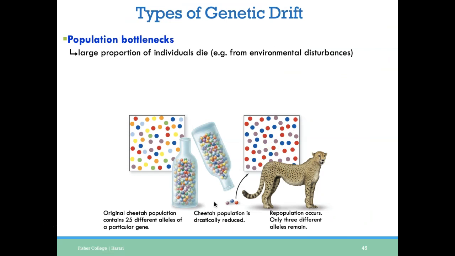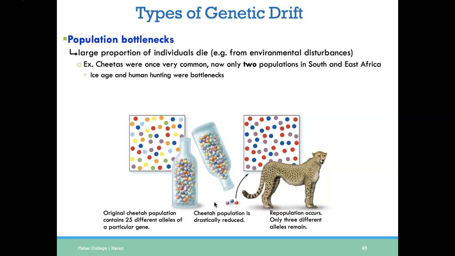Another type of genetic drift is a population bottleneck. This is when a large proportion of one type of individuals die, and this is usually due to the environment. Unfortunately, this is the case in cheetahs, which were once very, very common. And now there are only two populations, one in South Africa and one in East Africa. The Ice Age was one major bottleneck, because the cheetahs could not live in Ice Age climates. And human hunting was also a huge bottleneck.